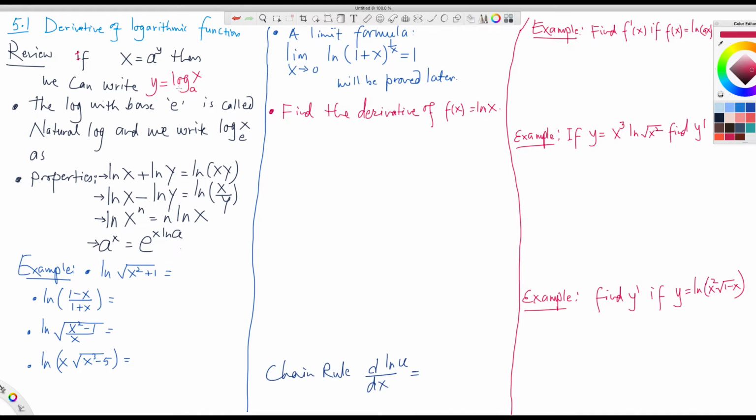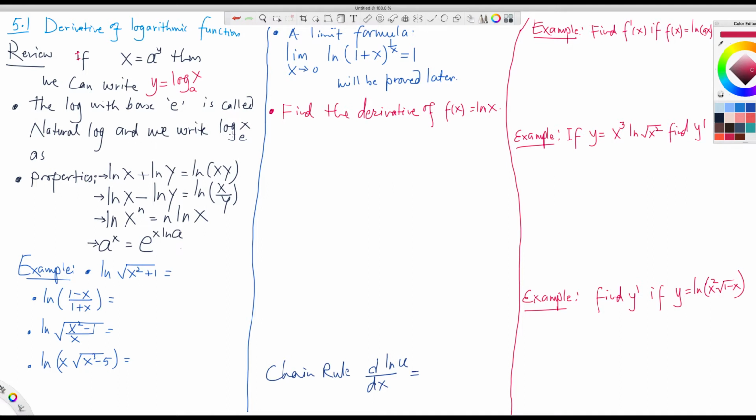How do I read this? I read this as y equals logarithm of x with base a. Logarithm of x with base a, okay? And also we saw that the log with base e is called natural log. Do you remember that? If the log has base 10, we call it common logarithm. And the log with base e is called natural log.